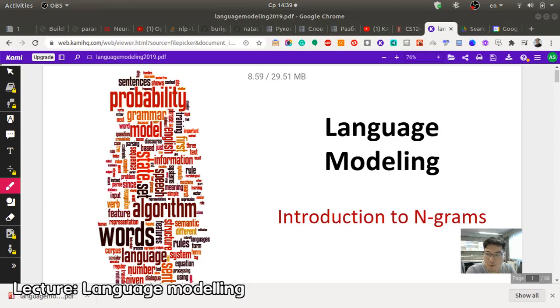Hi, this is week two, second part of the lesson. In the first part, we talked about minimum edit distance, how to measure similarity between words. In this part, we will discuss language modeling, which is a very important topic of natural language processing, and it is used almost in every type of task.